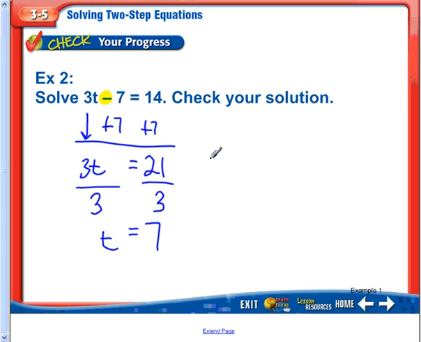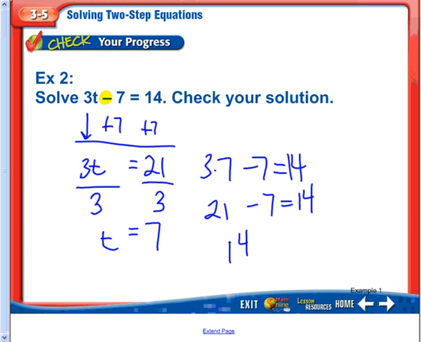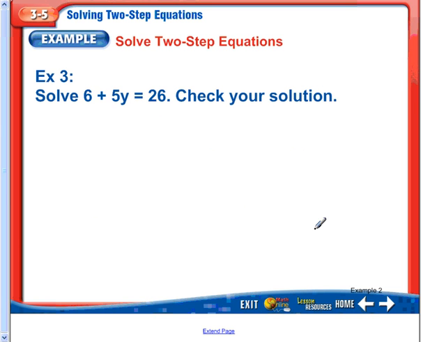I need to check my solution by using the value of t in the original equation. 3 times 7 minus 7 equals 14. I want to see if that's true. 3 times 7 is 21, minus 7 equals 14. 21 minus 7 is 14, and that does equal 14. So my solution works.